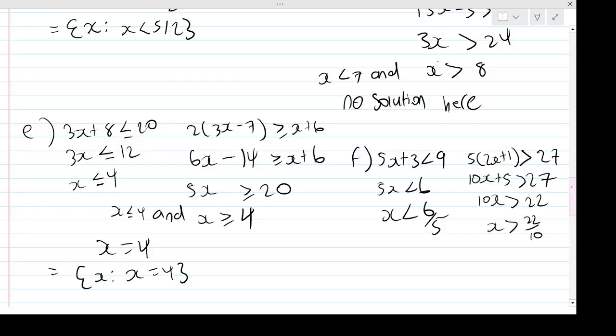which simplifies to 11 over 5. And so 11 over 5 is, well, you don't need to know, but it's 2.2.